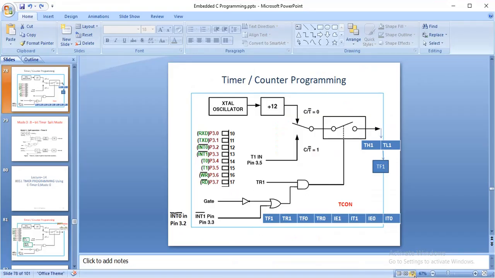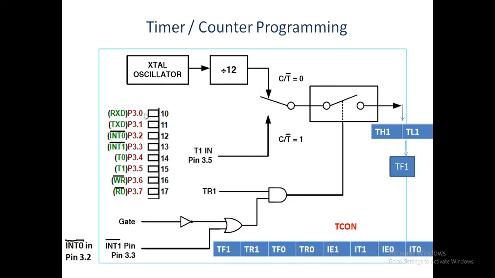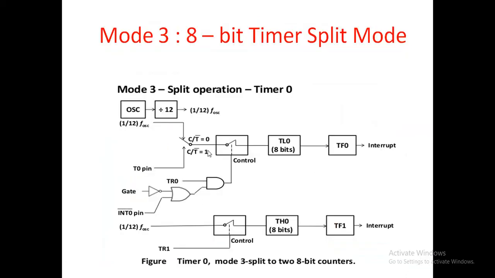That's all about this diagram. This diagram is the same for mode 0, mode 1 and mode 2, and mode 3 is a little bit different. It is the 8-bit timer split mode, so at a time we are able to perform two 8-bit timers. How is it possible? The same circuitry, but you increment the external event or the timer operation separately.